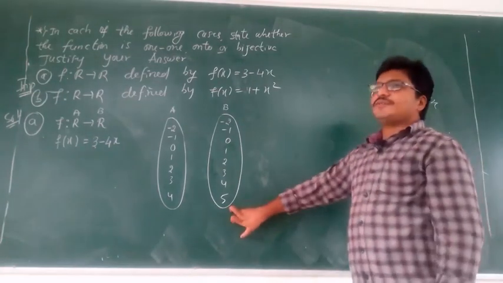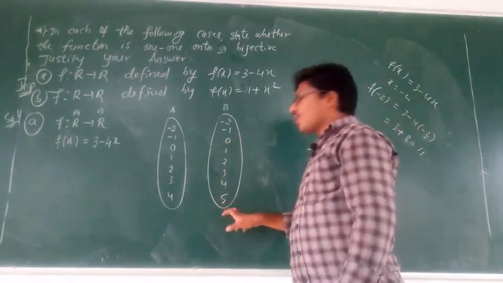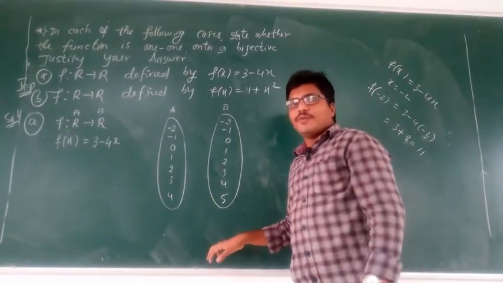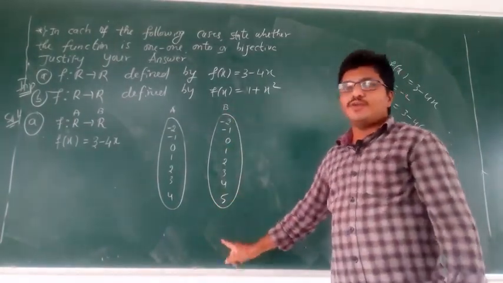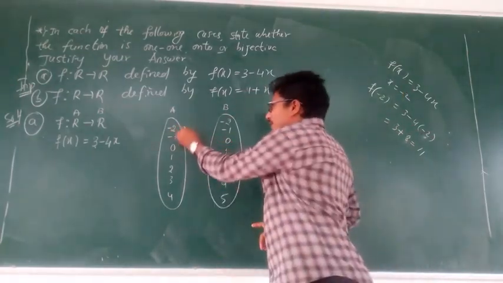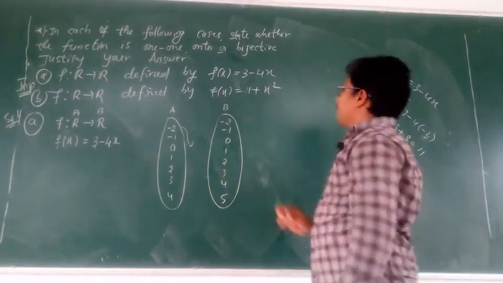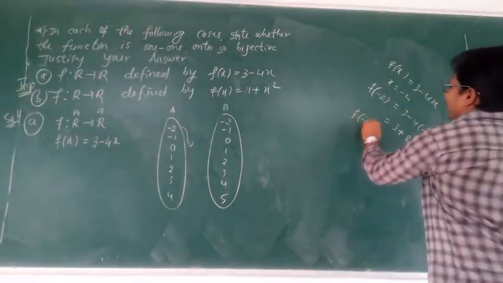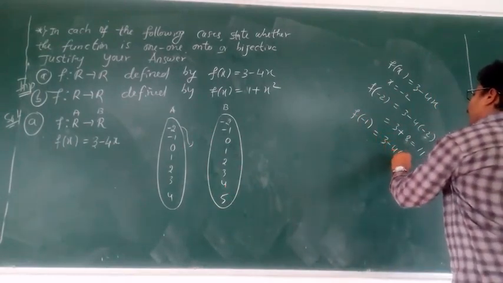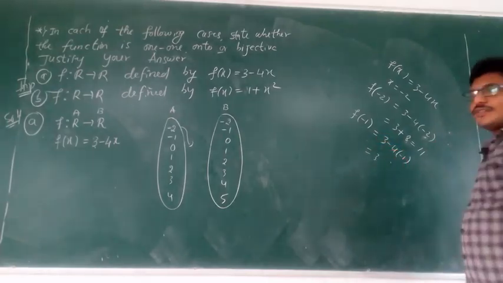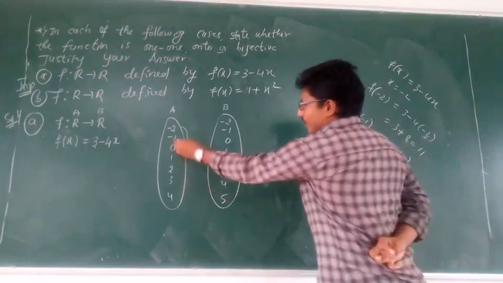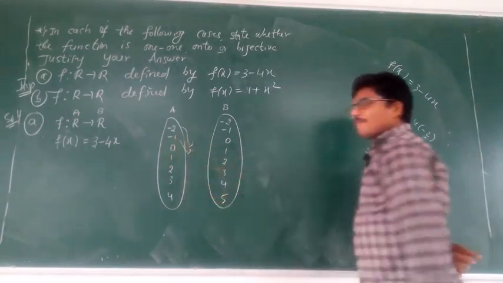11. In the B set, 11 is there in the continuation part, in front of this value. So minus 2 is connected to 11. If suppose I take minus 1, what happens? 3 minus 4 of minus 1, that is 3 plus 4, which is equal to 7. So minus 1 is connected to 7.